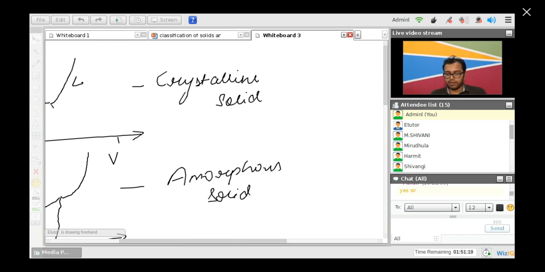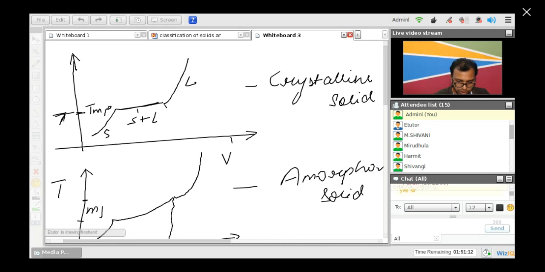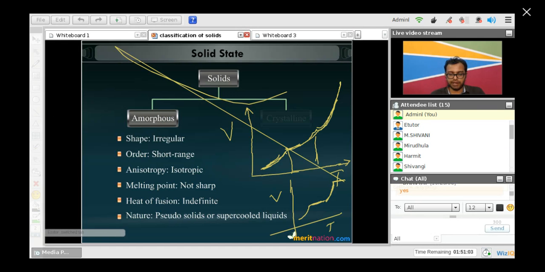Is it clear? So are both the graphs clear to you now? So you will observe a range of melting points. So in this temperature range, the melting of amorphous solid occurs. Is it clear? So this is the meaning of sharp melting and boiling point, right? Okay.